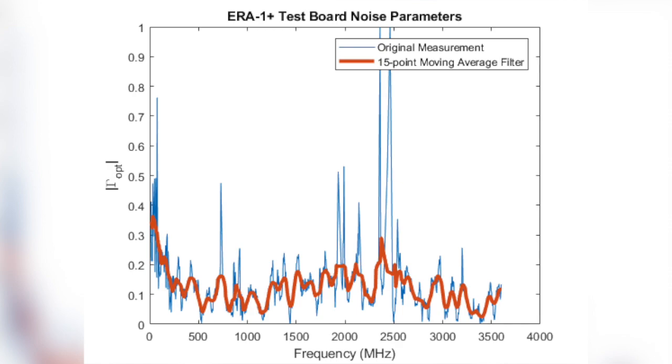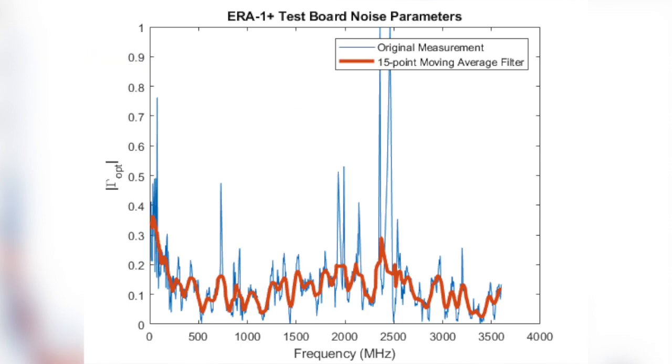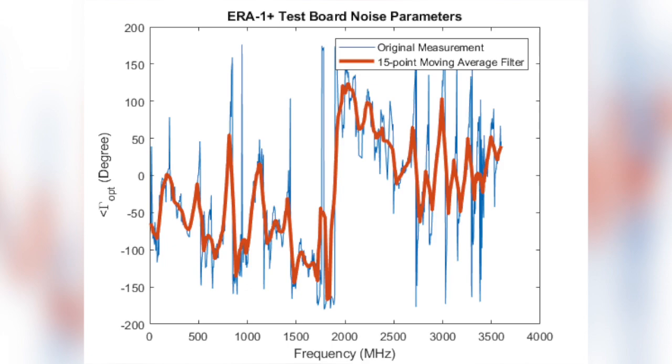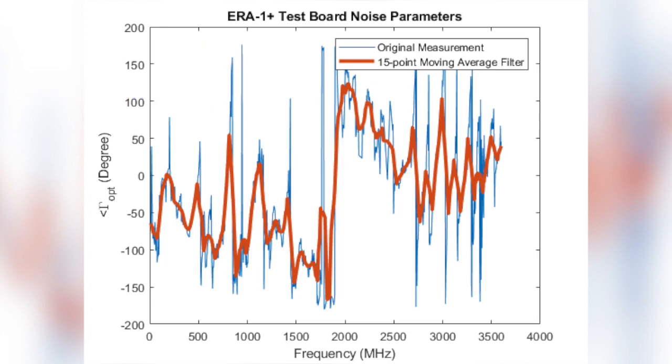Next, we have ABS gamma opt. This plot contains the magnitude of the optimal reflection coefficient. The noise parameter gamma opt describes the optimal signal source reflection coefficient that will produce minimum noise for a given device under test. Now we move to the phase of gamma opt. This plot contains the phase of the optimal reflection coefficient. The noise parameter gamma opt describes the optimal signal source reflection coefficient that will produce minimum noise, again, for a given device under test.